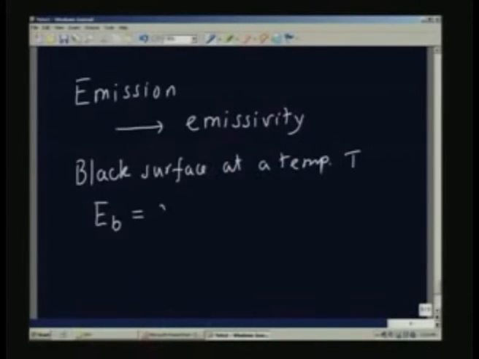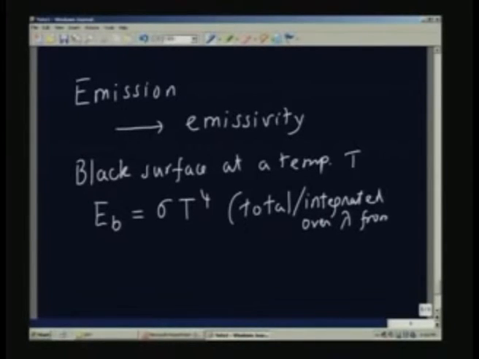Eb equals sigma T to the power of 4. The total amount of radiation leaving the black surface per unit area is simply given by sigma T to the power of 4, where sigma is the Stefan Boltzmann constant and T is the absolute temperature of the surface. So, emissivity can be defined, this is the total, or it is also called integrated, that means integrated over lambda from 0 to infinity, from the lowest possible to the highest possible wavelength.